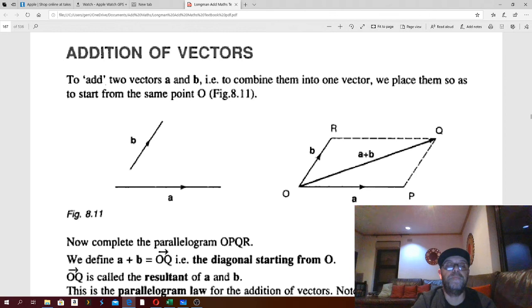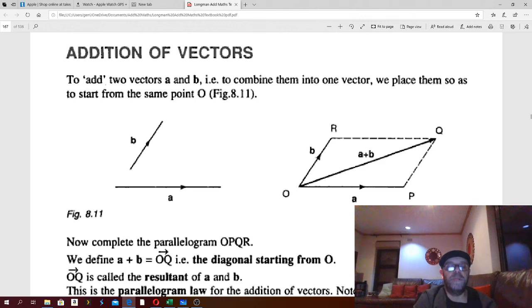Okay, so there they've said that we define A plus B is equal to OQ, as the diagonal starting from O. OQ is called the resultant of A and B. In other words, if A and B are put together, what results? Well, if I put A and B together, I could go from O to Q. Okay, that's what I could do. That would be the result of going along A and then along B and following those two vectors.